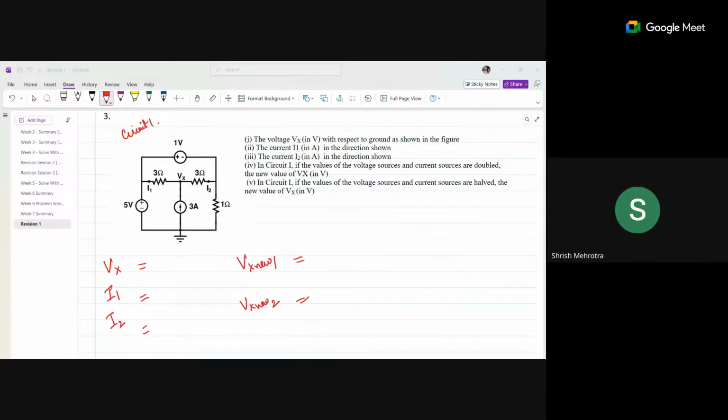I'm done. Yeah, Vx is 9 volts, right? Yes, it is 9 volts. I1 is 1.33 ampere. Yes, and I2 is 1.66 ampere. Yes. And Vx new 1 is 18 volts. Yes, 18 volts. And new 2 is 4.5 volts. Yes, right.